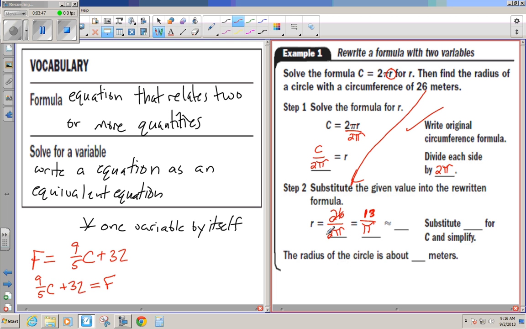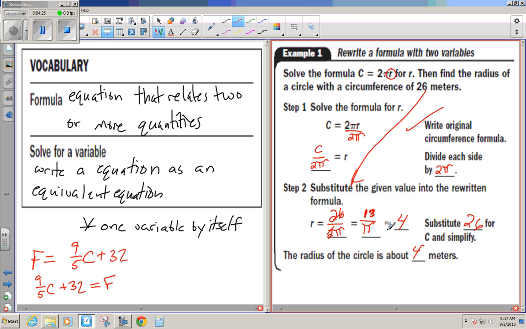26 reduces, 2 reduces. And then this is approximately, let's see here, 13 divided by 3.14, so it's basically 12 divided by 3. 12 divided by 3 is about 4. Oh, I'm sorry. And we did that by substituting in the given circumference, 26. And then we found the radius is approximately 4.